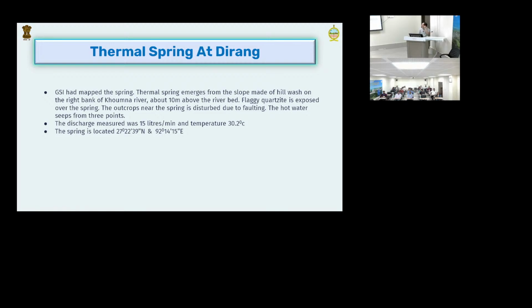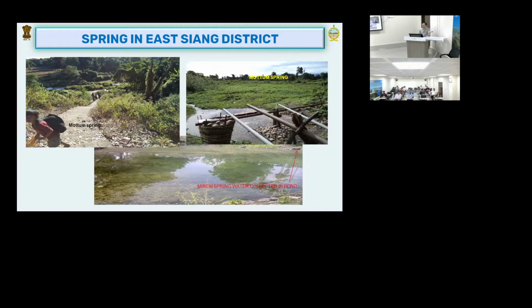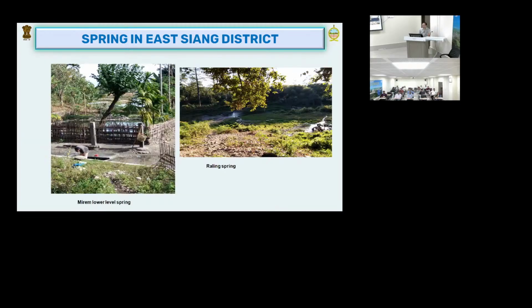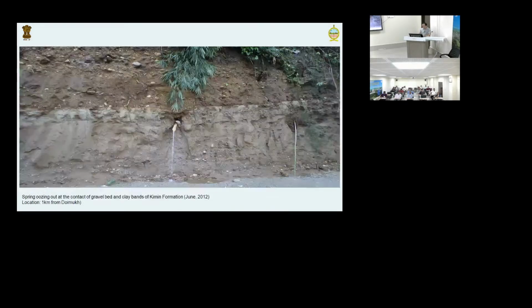So you can find a thermal spring at Dirang also in Arunachal Pradesh. And this is a spring in East Siang district, where there is a huge spring line at Mirem village. So it has a huge discharge. And these are mostly contact type springs. This one is from Kimin sandstone. And this one is in Papum Pare district.